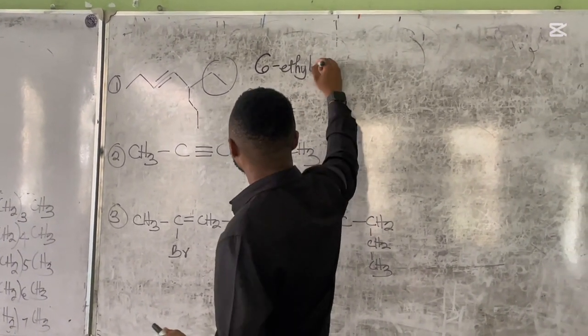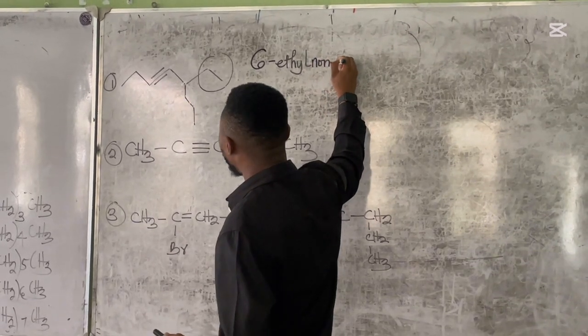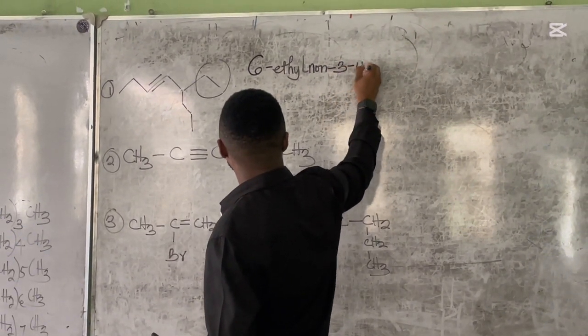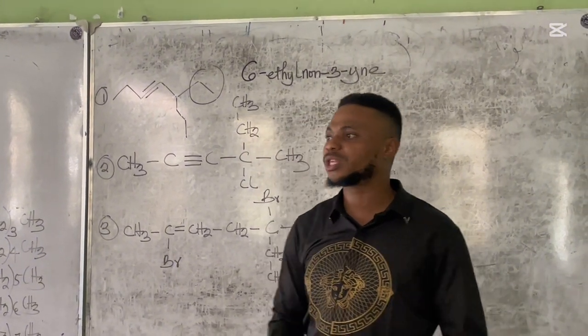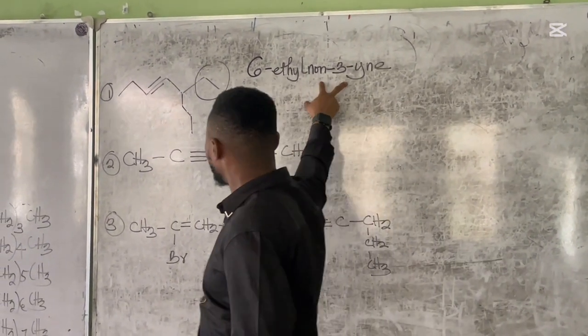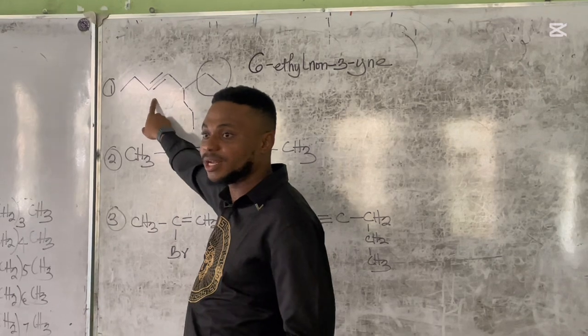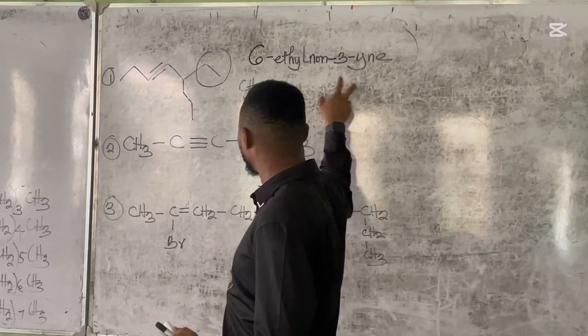9, right? So we say non. Non what? 3 what? Ion. Non-3-yne. The reason why it's non-3-yne is because the triple bond is at carbon 3. Alright? That's why it's non-3-yne.